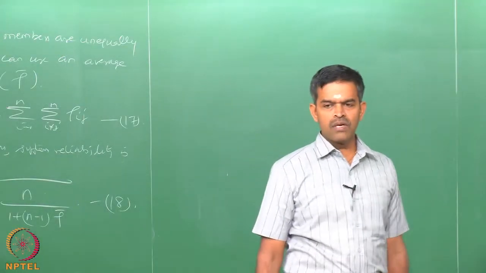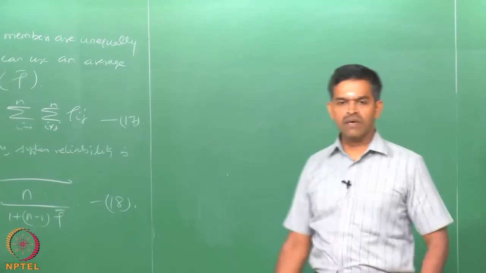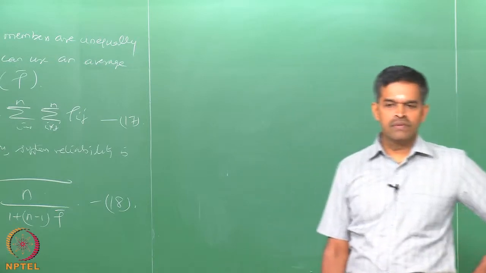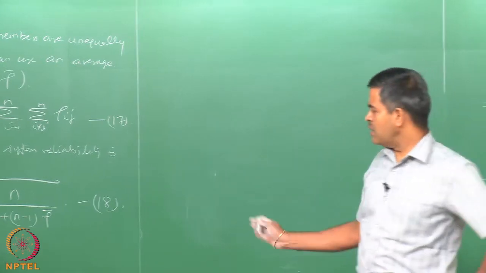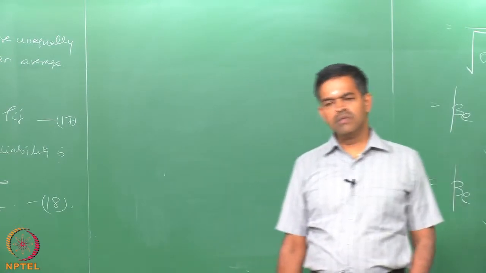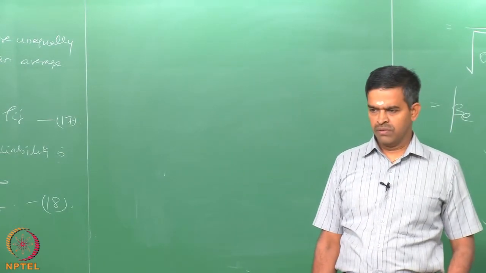So, we discussed the reliability estimate of a structural system comprising ductile members in parallel with unequal correlation coefficients. Now, let us talk about the reliability bounds for structural systems.